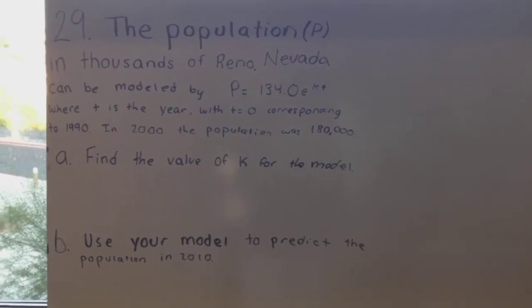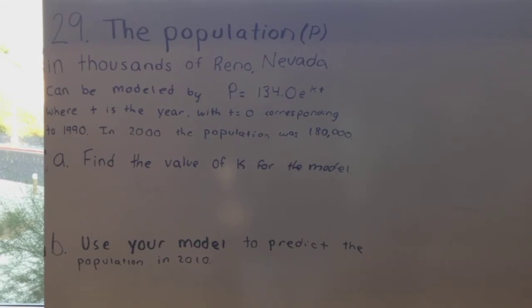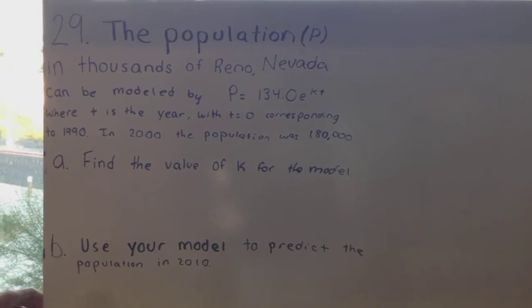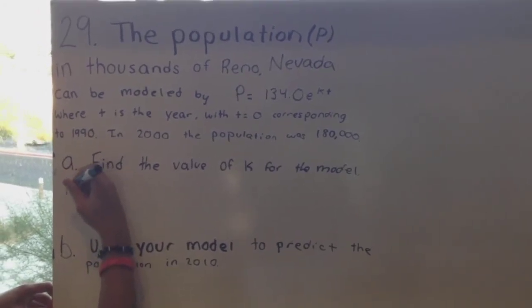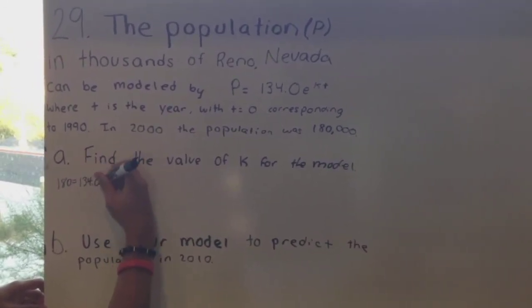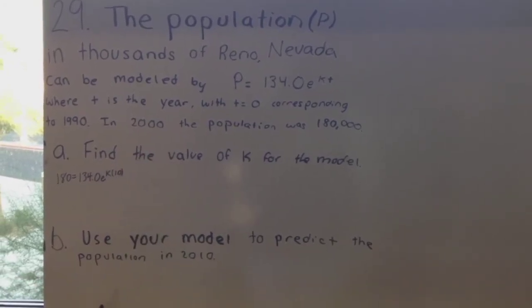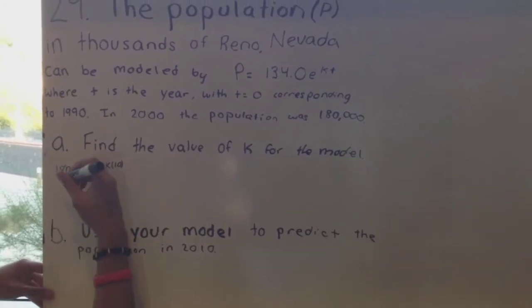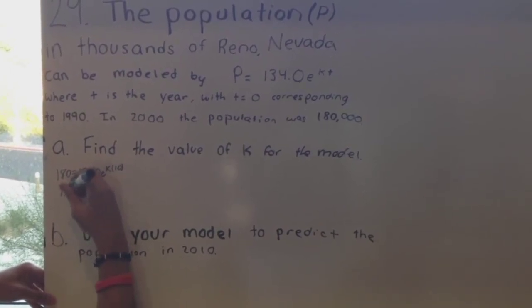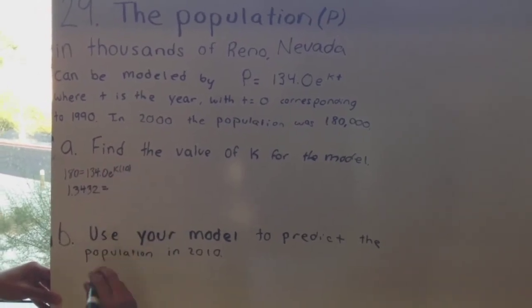So the next problem is problem 29. In problem 29, you're going to have to use the formula P equals 134.0 e to the k t. What you want to do first is plug in 180, and note that's in thousands, so you just keep it as 180 equals 134.0 e to the k t. For t, you would plug in 10. After that, you would divide both sides by 134, which would give you 1.3432.